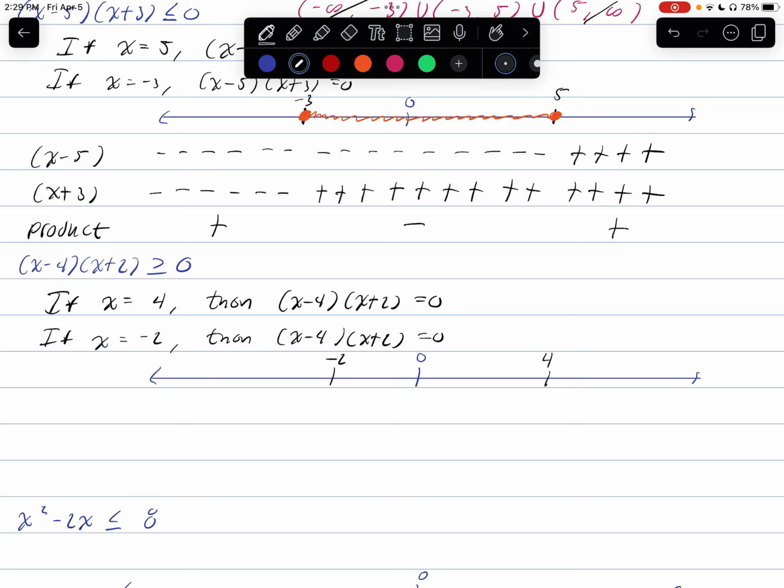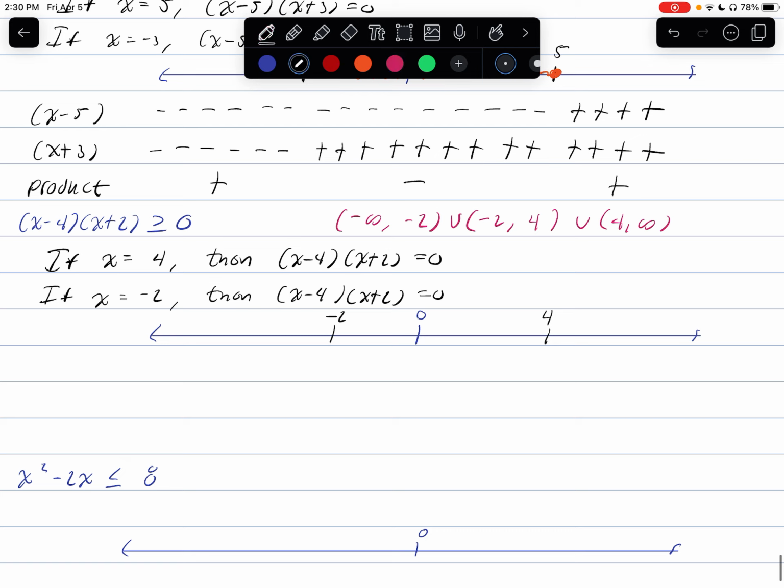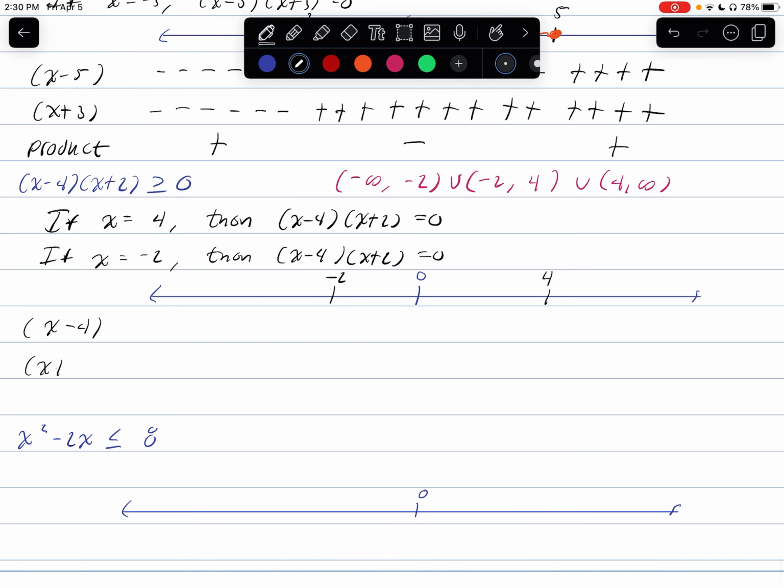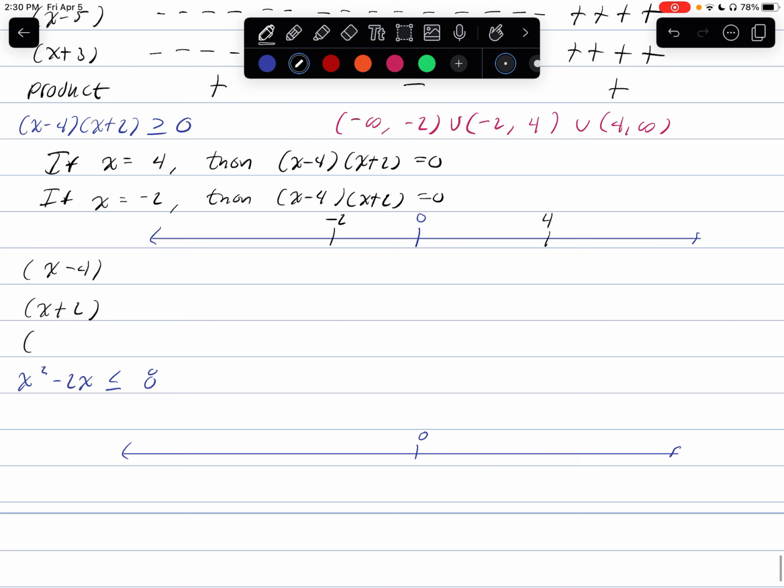Okay, so we have negative 2 and 4. So our intervals of interest are going to be from negative infinity to negative 2, which we're going to union with the interval from negative 2 to 4, and we're going to union that with the interval from 4 to infinity. Okay, so let's have x minus 4. We'll have x plus 2, and we'll have their product as well.